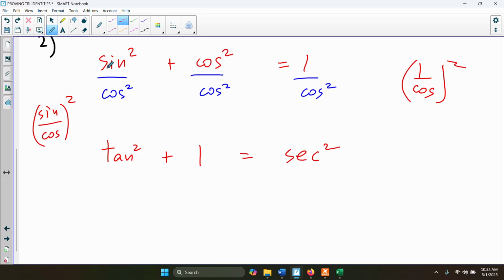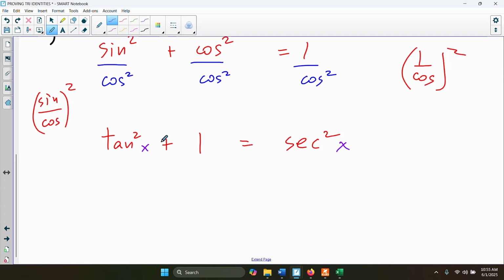Okay. So we just developed a brand new identity. Yes, this is an identity. This works every single time, no matter what the value of x. If you plug in x in here, or theta, this is going to work. However, right from here, we could develop brand new things, right?